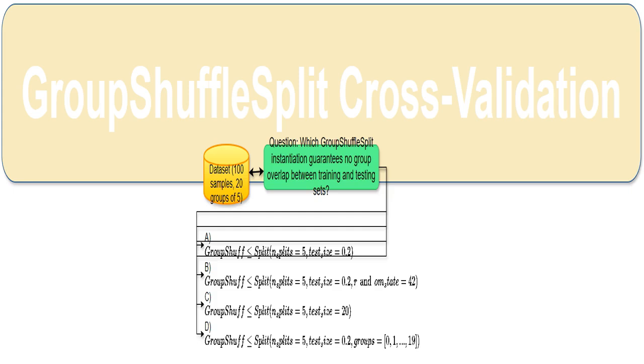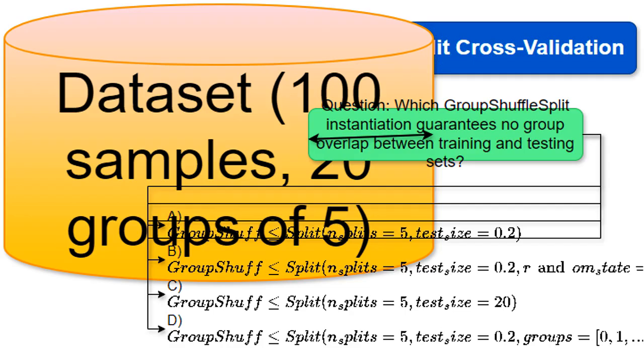This refers to a technique in machine learning used to split data into training and testing sets, ensuring that data points related to each other, like multiple measurements from the same person, don't end up partly in training and partly in testing. It's a crucial step for reliable model evaluation. We're working with a dataset containing 100 individual data points. These are organized into 20 groups, with each group containing exactly 5 data points. This grouping is key because it dictates how the data should be split for cross-validation.